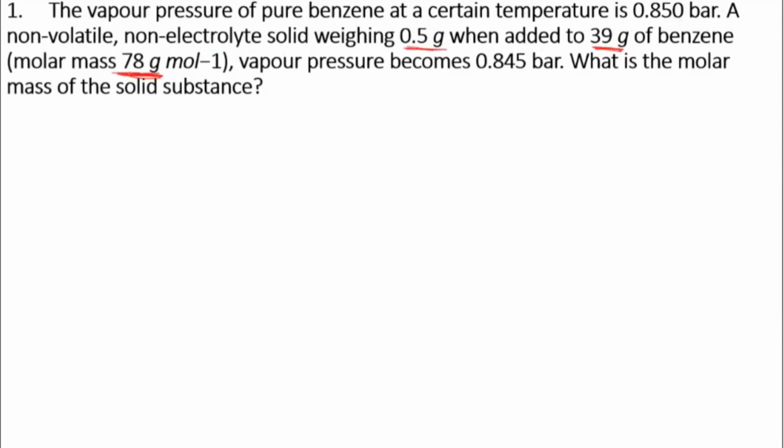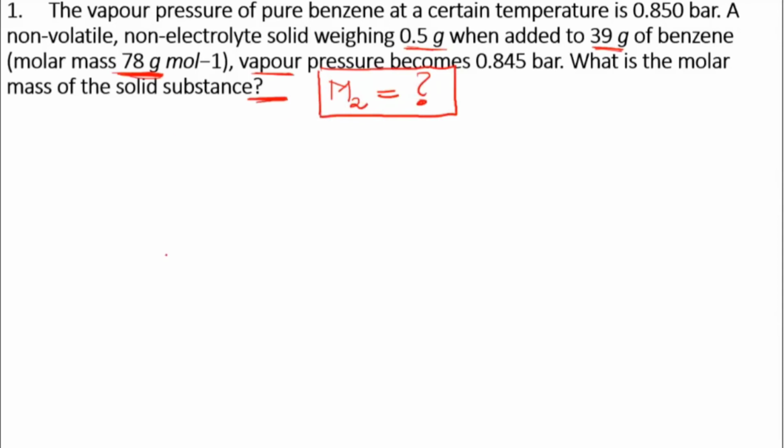They have given the molar mass also to you all. Sometimes they don't give it, then you should know the formula of the compound and know how to calculate it. A few basic compounds, you should make a habit of remembering how to calculate. Then they are saying the vapor pressure becomes 0.845 bar. What is the molar mass of the solid substance? So you need to calculate the molar mass of the solute, that will be M2. So M2 is a question mark for us. This is what we need to find.